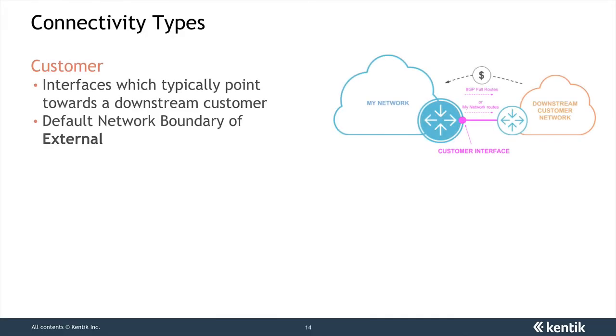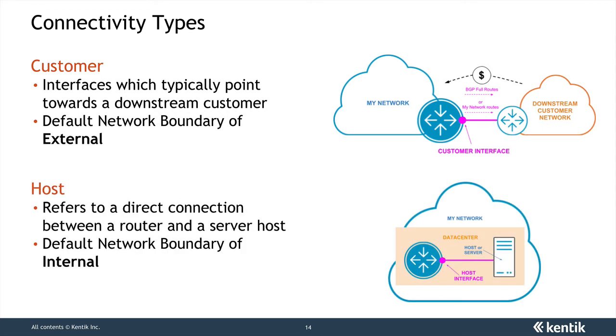The customer connectivity type is used for interfaces that generally point towards a downstream customer of your network. These normally also contain a BGP peering to send either a full or partial BGP routing table from your network, and are generally connections which are revenue generating for your company. They have an external network boundary by default.